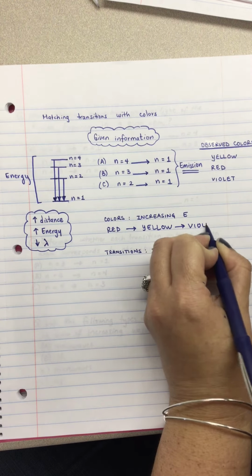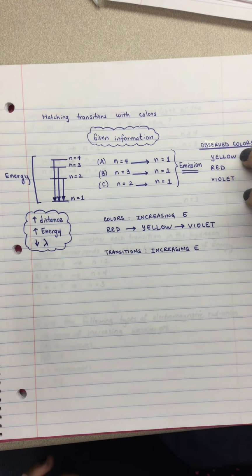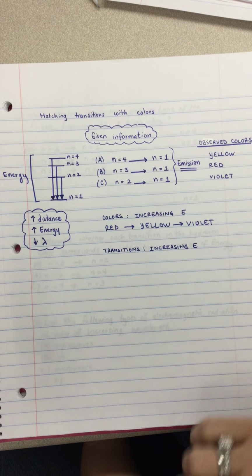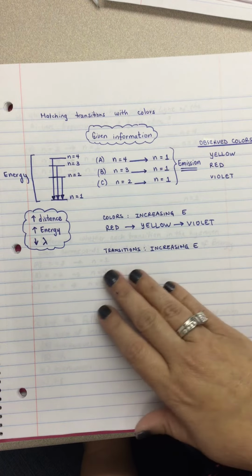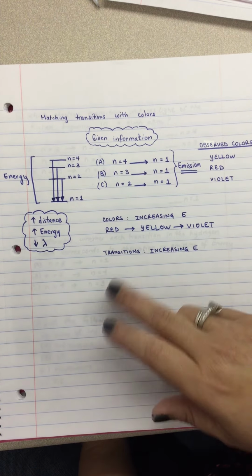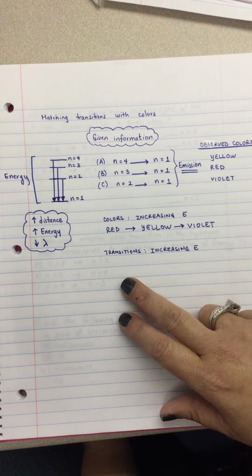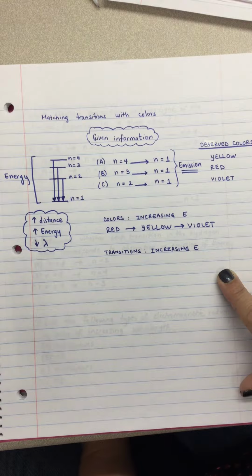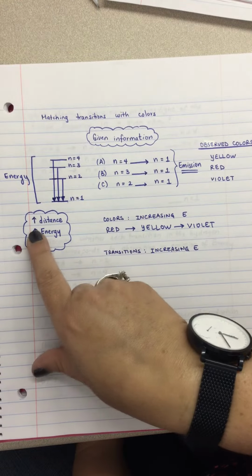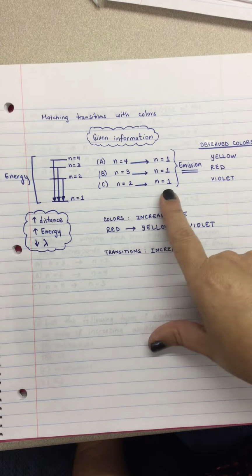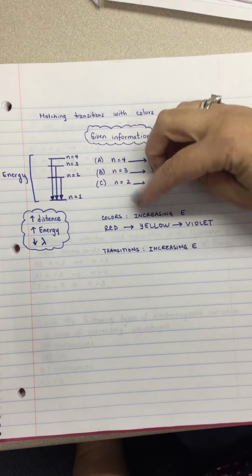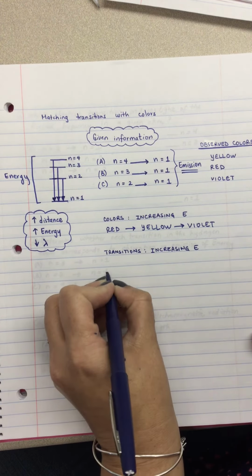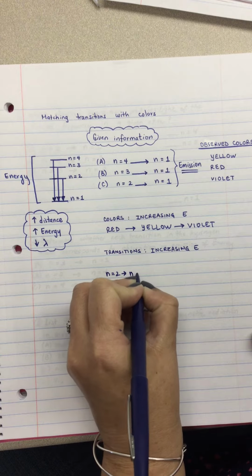And finally, out of my three colors that are given, the one with the highest value for energy will be the violet one. And now let's do the same thing with my transitions, organizing them from the one with the lowest amount of energy all the way to the one with the highest. So the shorter distance will be between N2 and N1, which represents the smaller amount of energy. So that should be N2 moving to N1.